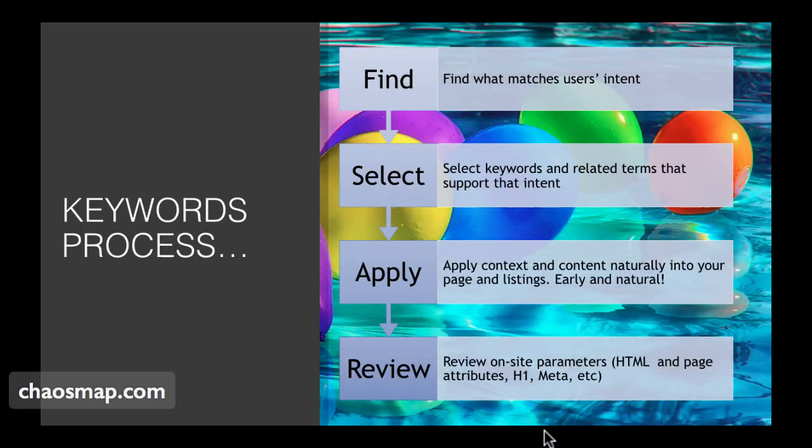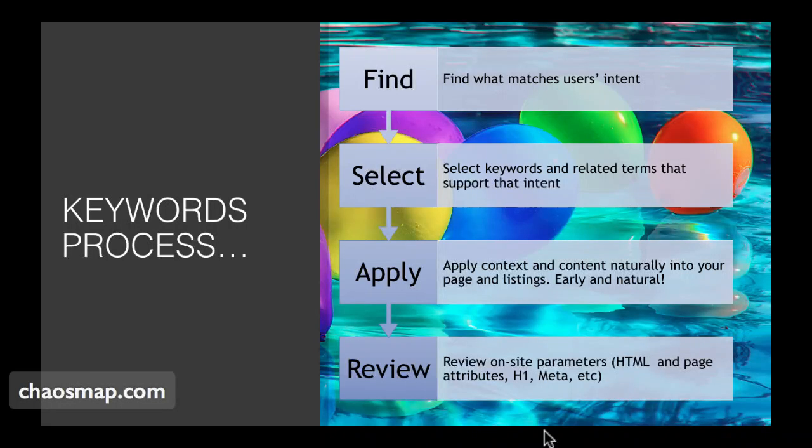So if we talk about keywords, to summarize, we want to find the appropriate keywords for us, for our products, for our services, and that match the user's intent. Then we want to select those and theme them out, so we create topical grids for what those should look like. And then we apply those. That's what we've been talking about today, about content and spreading that naturally into your page and listings, right?